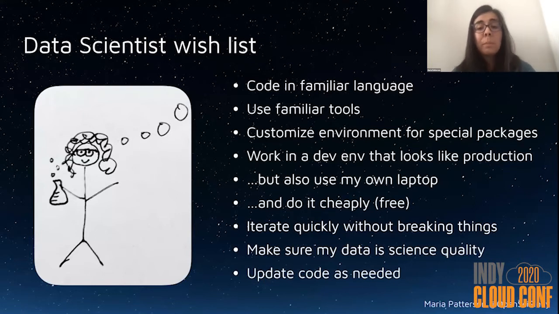I want to be able to iterate quickly without breaking things, which I can do on my laptop. I want to make sure my data is science quality in a lot of cases. That's more important in academia and in research, but I want to be able to make sure that my data is formatted in a way that I can really control. And then I want to be able to update my code as needed. So those are sort of the wish list, I think, for data scientists.